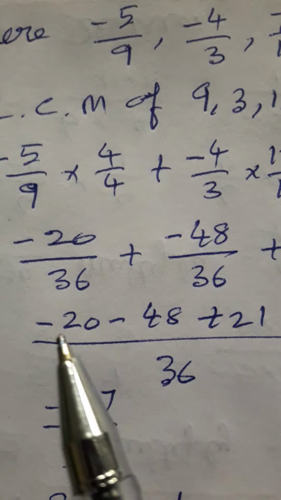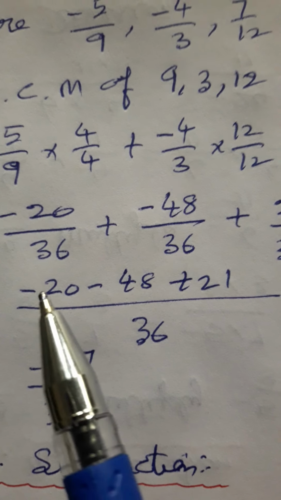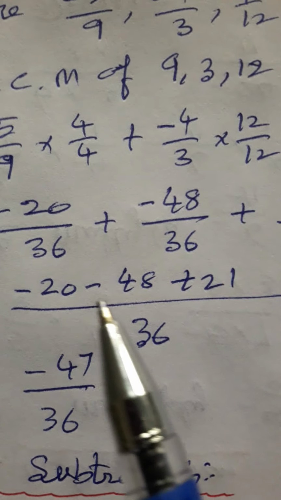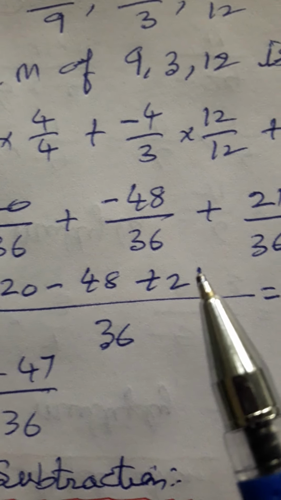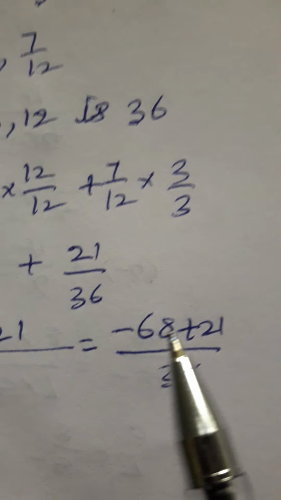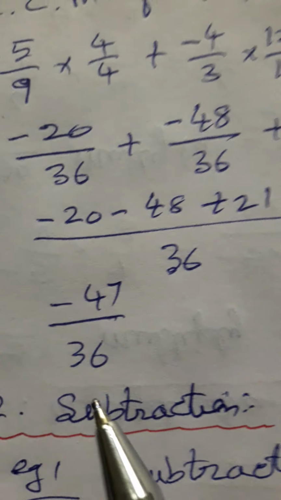So when all three have the same denominator, we add minus 20, minus 48 plus 21. We get minus 68 plus 21 by 36. When we subtract, we get minus 47 by 36.